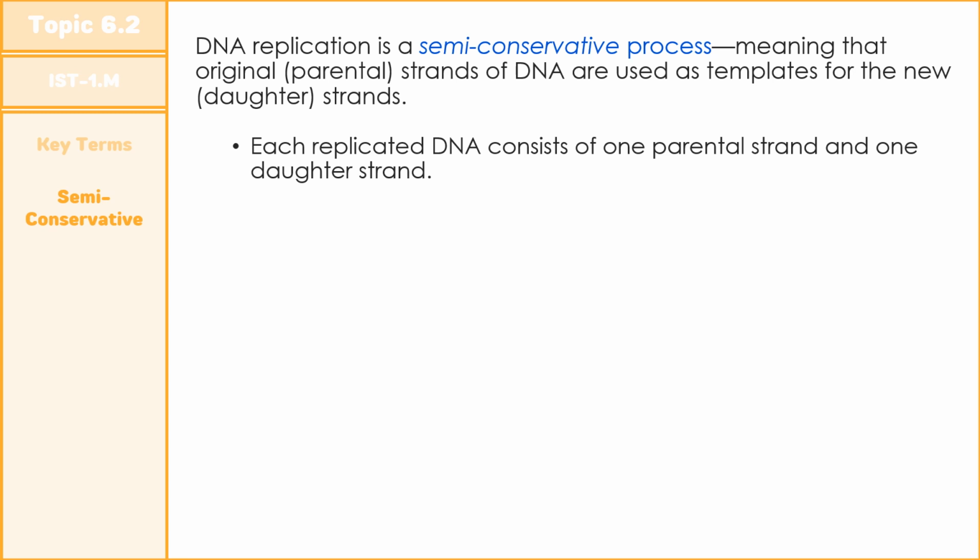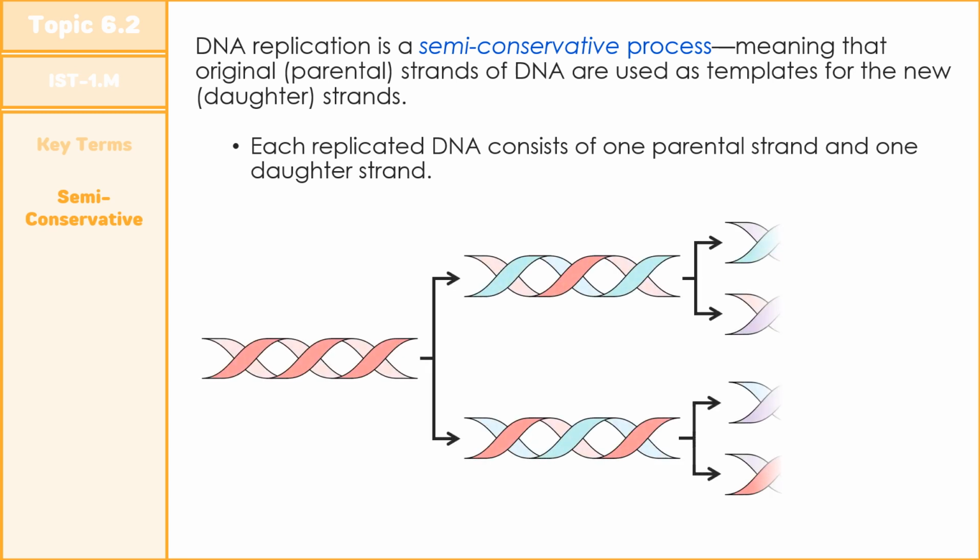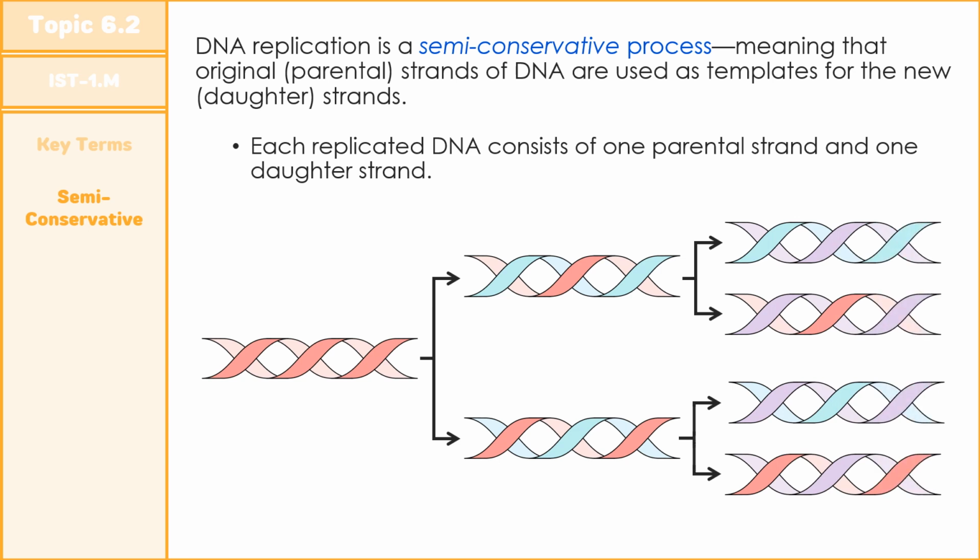So if we look at the process of DNA replication over a few generations, we can see that each time we replicate, we retain a part of that original DNA molecule, the part that we used as a template, and we build a new strand. So this is in essence the depiction of our semi-conservative process.